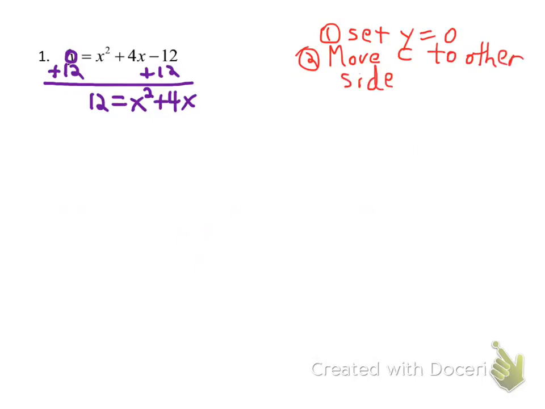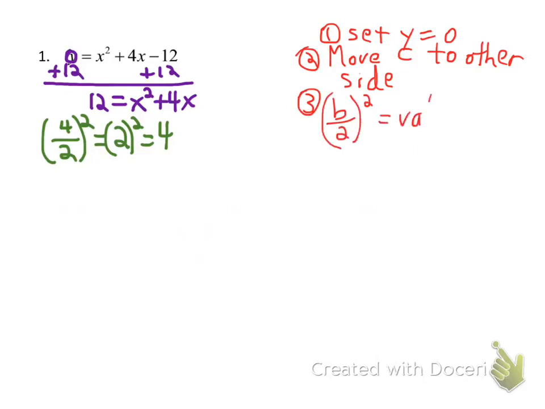If you remember, the process for completing the square is that we take the b value, divide it by 2, and then square it. So the b value is 4, as you can see right there. We take that 4, divide it by 2, and then square it. So 4 divided by 2 is 2, and 2 squared is 4.